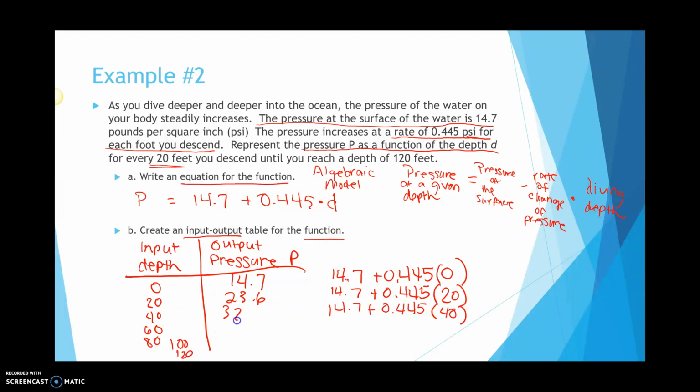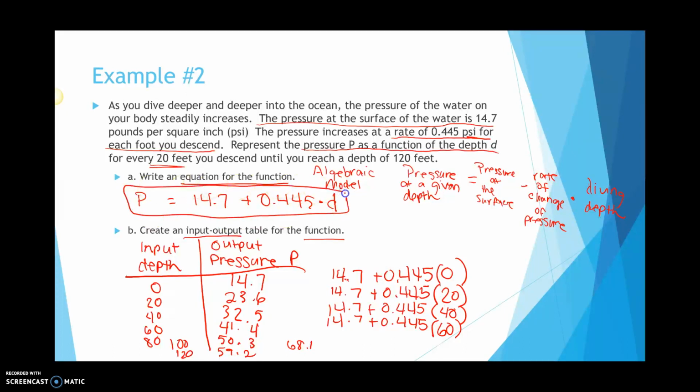And we get 32.5. We'll plug in now 60 for D, and we're going to get an answer of 41.4. When we plug in 80, we're going to get an answer of 50.3. 100 is going to be 59.2. And the last one, for a depth of 120, we're going to get an answer of 68.1. Again, I apologize, we ran out of space there. So that's what my input-output table is going to look like for the function that we created above.